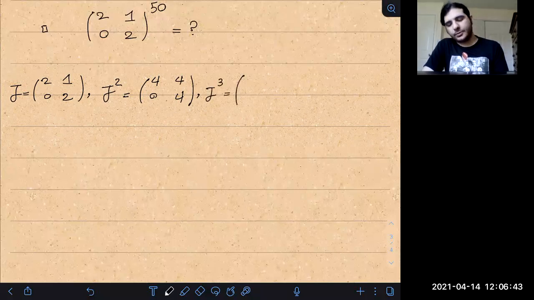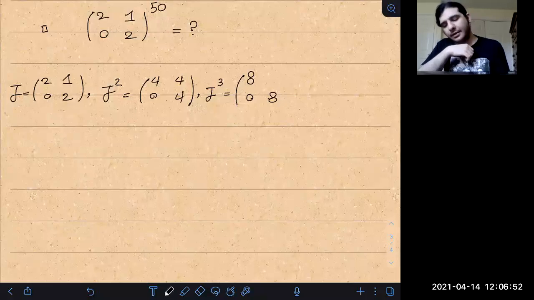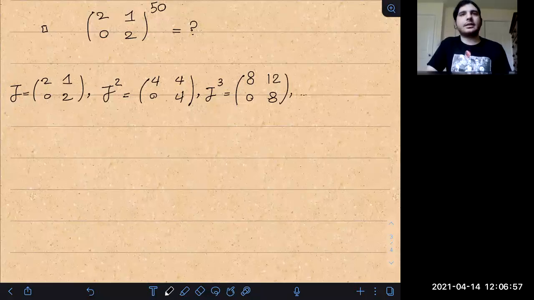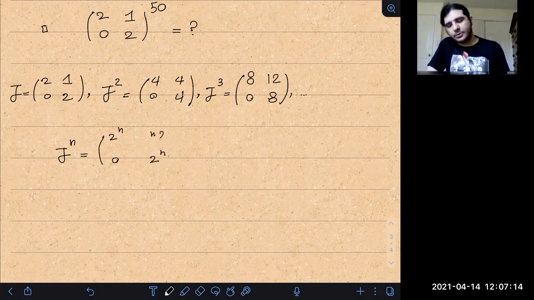So what is J cubed? It would be (8, 12, 0, 8). And then if you just look at a few examples, you can guess what the pattern is. The pattern is J to the n is equal to 2 to the n, n times 2 to the n minus 1, 0, 2 to the n.